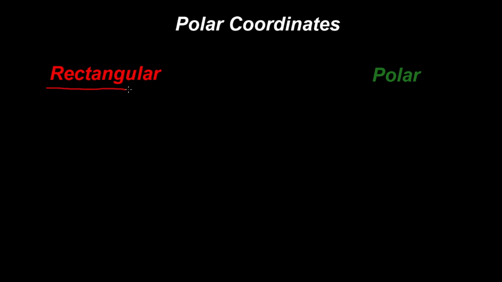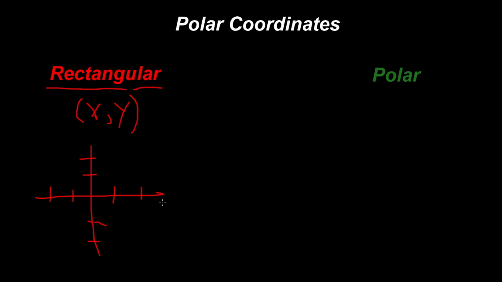Now, rectangular coordinates, you might not be familiar with this term, but you might be familiar with how it's written. It's written as an x value and y value. And as we all know, it is graphed on a Cartesian plane with the x-axis and the y-axis. The x-axis is the horizontal axis, and the y-axis is the vertical axis.